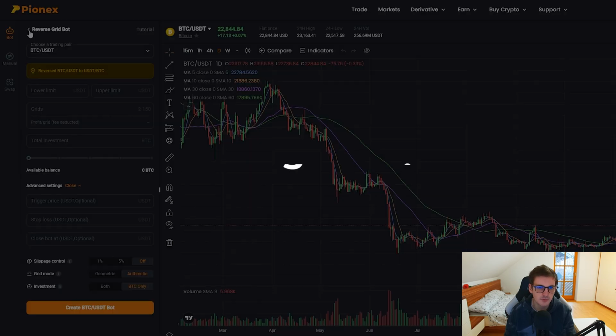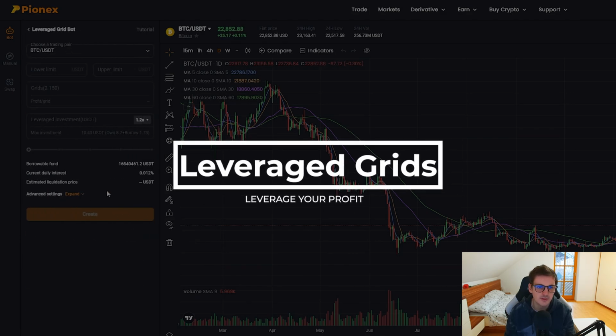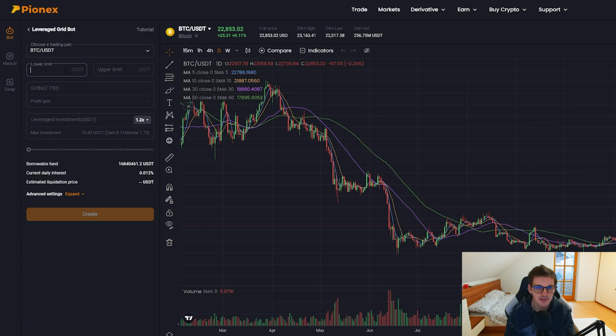The leverage grid bot works exactly the same as the normal grid bot, but with the addition that you can leverage your investment. Leveraging means you can borrow money from Pionex to multiply your profits. For example, if you only have $1,000 in your account, you could create a leverage grid bot using a 5x leverage to trade with $5,000. You would use your own $1,000 and borrow $4,000 from Pionex.